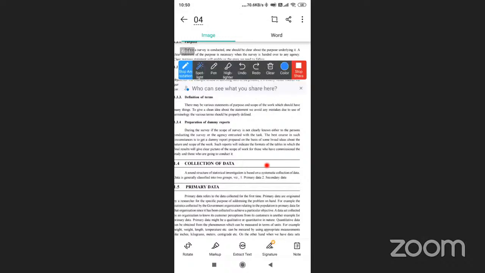Primary data refers to the data collected for the first time. Primary data is organized by a researcher for the specific purpose of addressing the problem on hand.